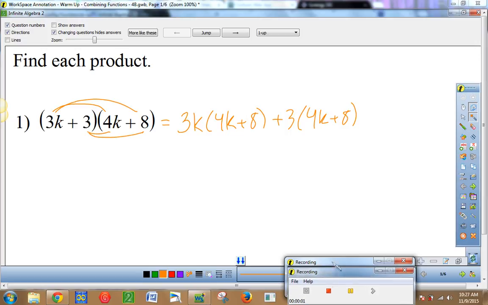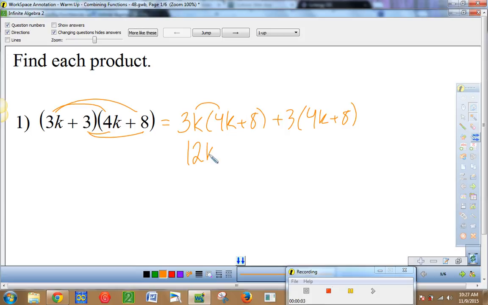Double distributing. So what is 3k times 4k? 12k squared. Good. K times k is k squared. 3k times 8? 24k. 3 times 4k? 12k. And 3 times 8? 24. So what's your actual answer look like?